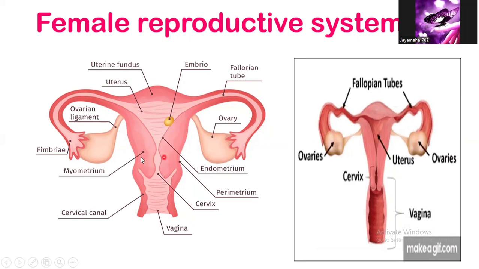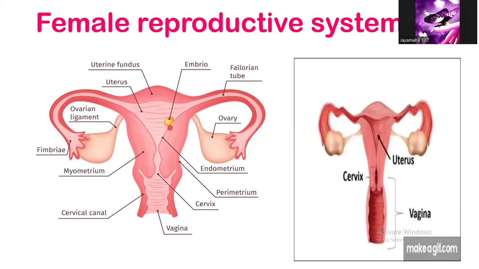So, there is a pair of ovaries present. They are almond shaped. These ovaries are connected towards the fallopian tubes. Then these tubes transport the egg from the ovary to the uterus. The uterus is a hollow muscular organ where implantation and fetal development occur.